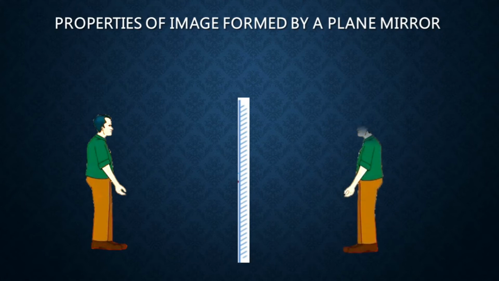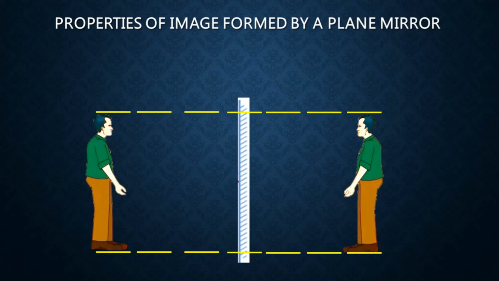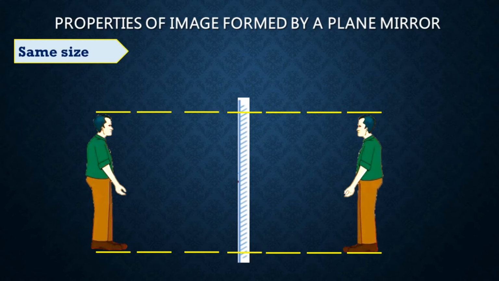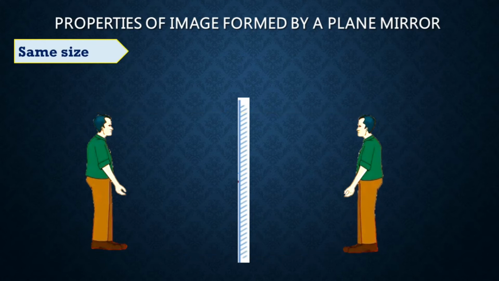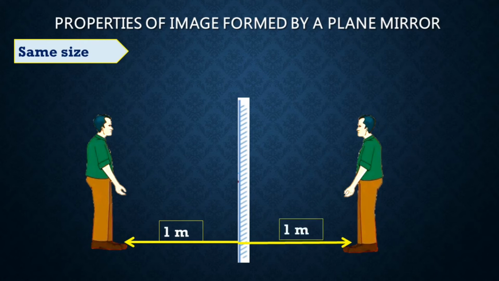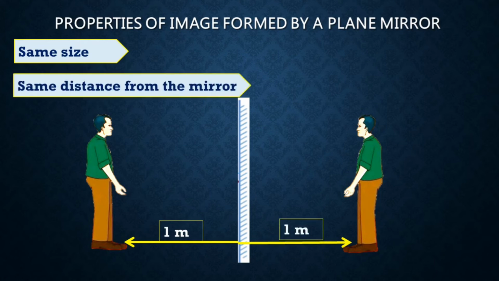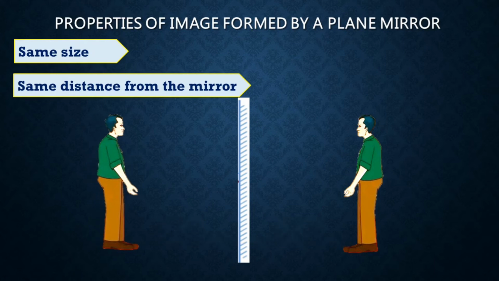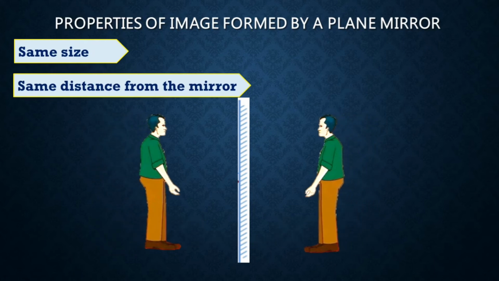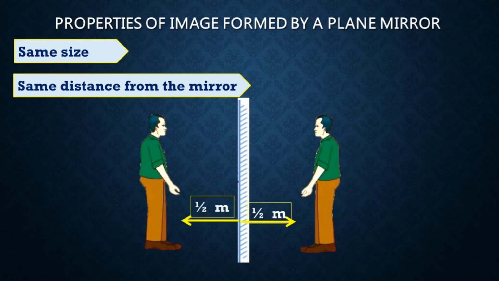Imagine that you are standing in front of a plane mirror. What do you observe? You observe that your image is also of the same height and it looks exactly like you. So, the first characteristic of image formed by a plane mirror is that it is of same size. If you measure the distance between yourself and mirror, then it will be same between your image and the mirror. That means the image formed in a plane mirror is at the same distance behind the mirror as the object is in front of the mirror. And that is why when you move forward, your image also moves the same distance in the forward direction.